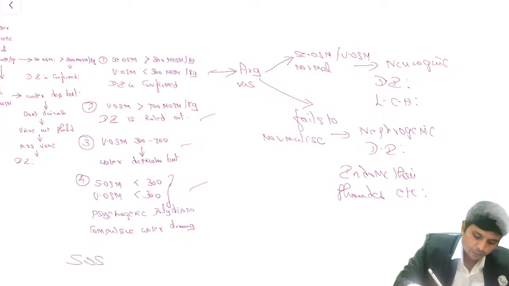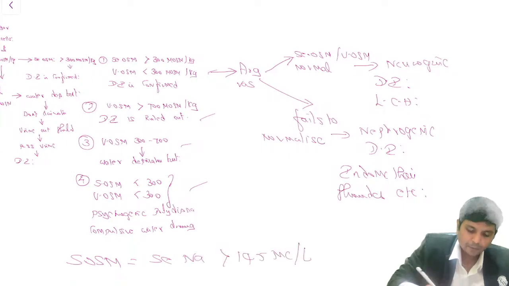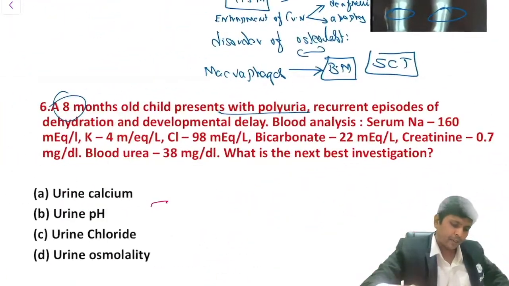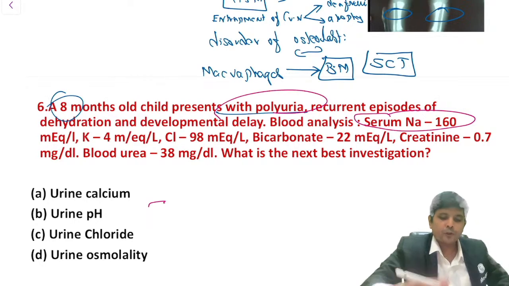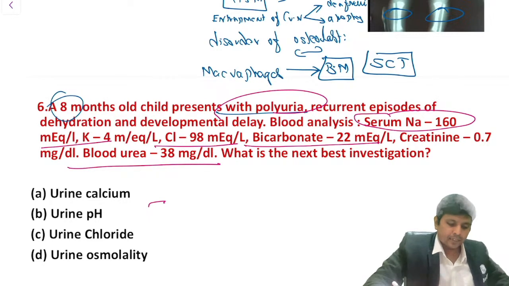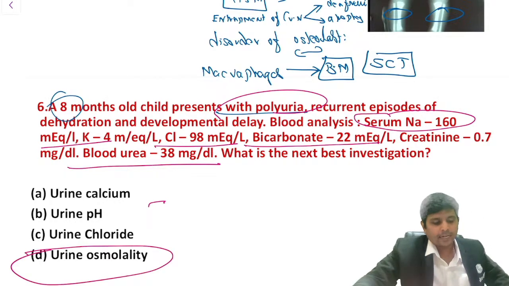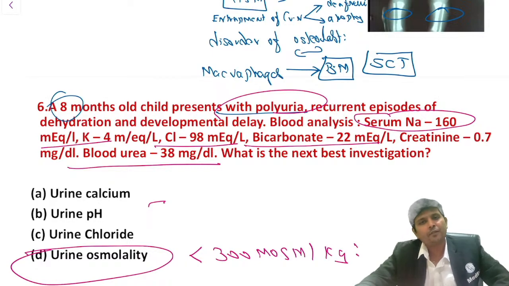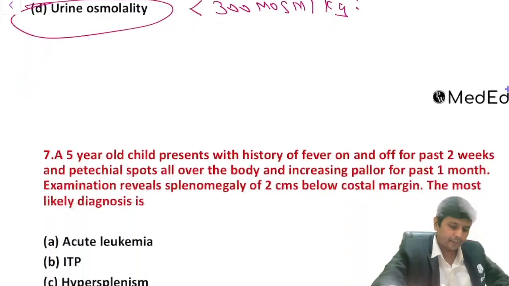So instead of serum osmolality, you can also apply serum sodium. A serum sodium of more than 150 milliequivalent per liter in the presence of polyuria is diabetes insipidus unless otherwise proved. So what happens here? Here the serum sodium is high, the child is having polyuria. Bicarb is normal, chloride is normal, potassium is normal, urea is normal. So considering all these facts, the diagnosis of diabetes insipidus is made. So the next investigation of choice is urine osmolality. It should be less than 300 milliosmol per kilogram to confirm the diagnosis of diabetes insipidus.